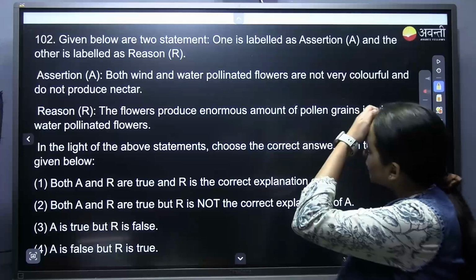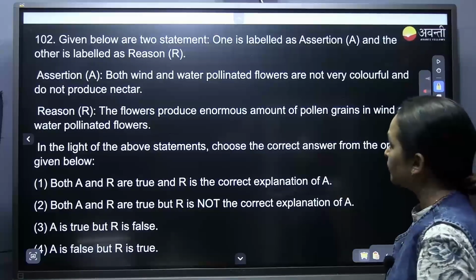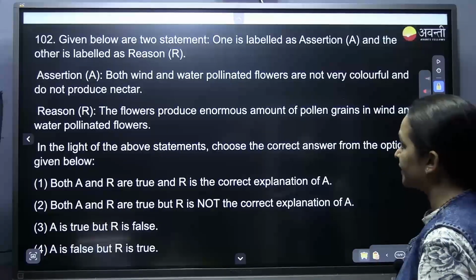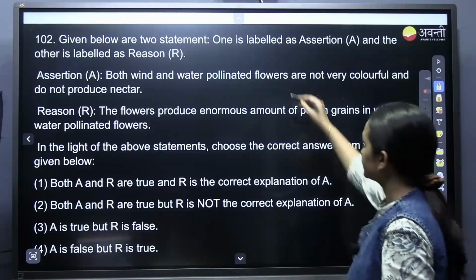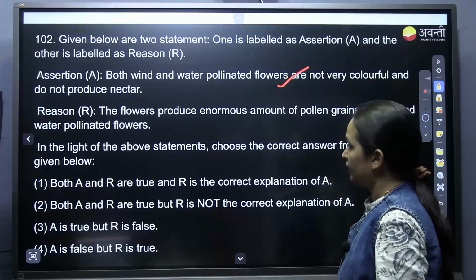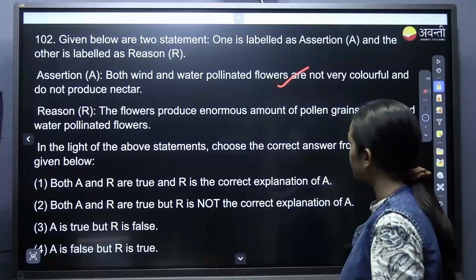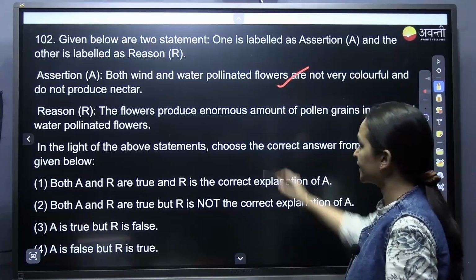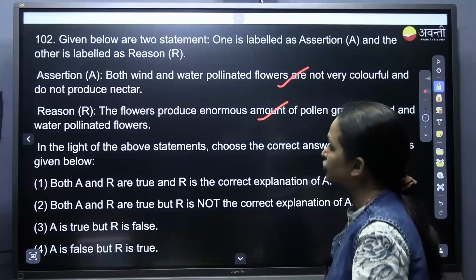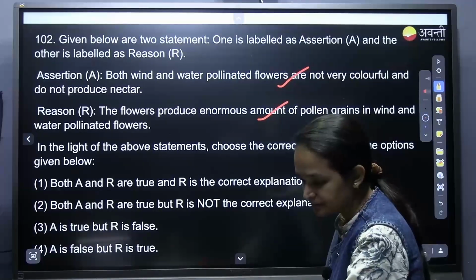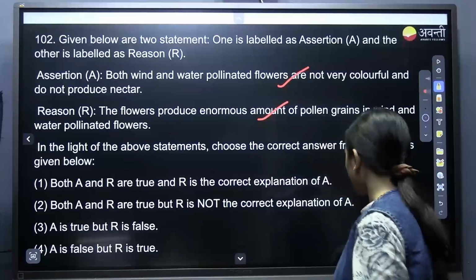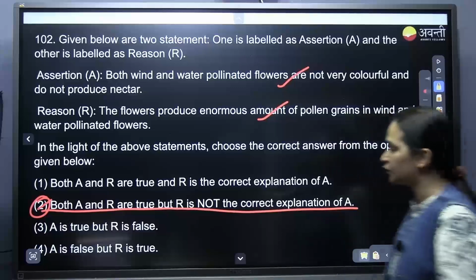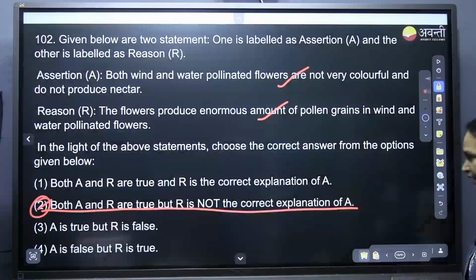Given below are two statements, one labeled as assertion and the other as reason. Both wind and water pollinated flowers are not very colorful and do not produce nectar. This is correct. The flowers produce enormous amounts of pollen grains in wind and water pollinated flowers. Is it the correct reason? No. So both A and R are true, but R is not the correct explanation of A.